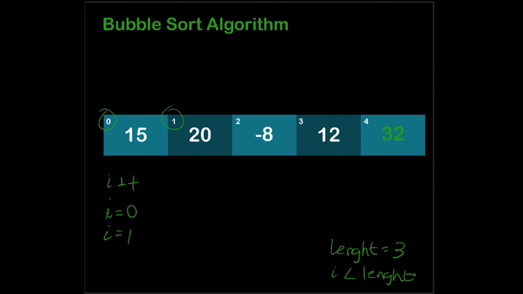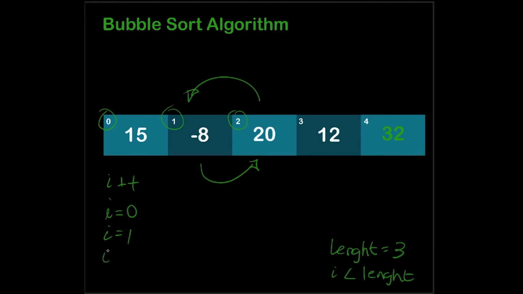Then we compare, okay, is the element at index 1 larger than the element at index 2 here? And we're going to see that yes, 20 is greater than minus 8. So at this point the program calls the swap function. 20 takes the position of minus 8, and minus 8 takes the position of 20. It's going to be something like this.